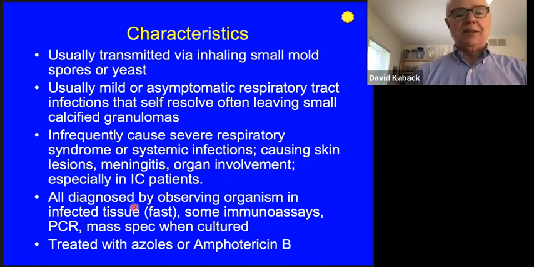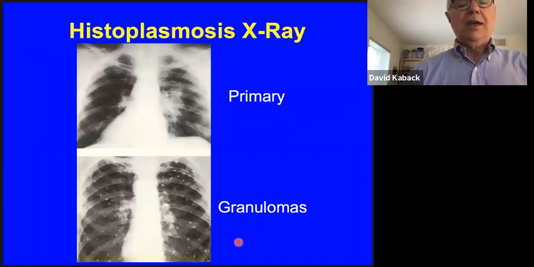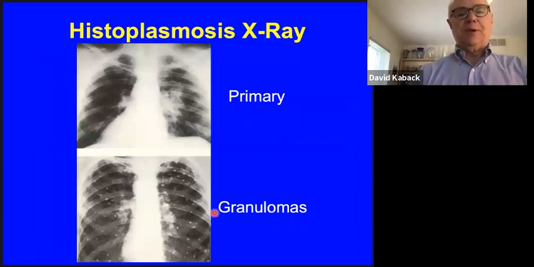And they're all diagnosed usually by finding the organism, but we do have some immunoassays, PCR, and even mass spec after they're cultured. They're all treated usually with imidazoles and amphotericin B. They're trying to get echinocandins that work a little bit better as well. So let's look at histoplasmosis.